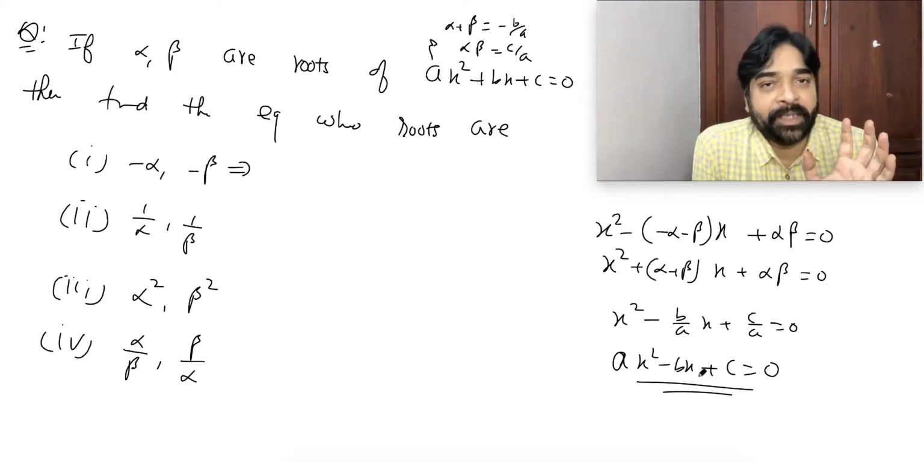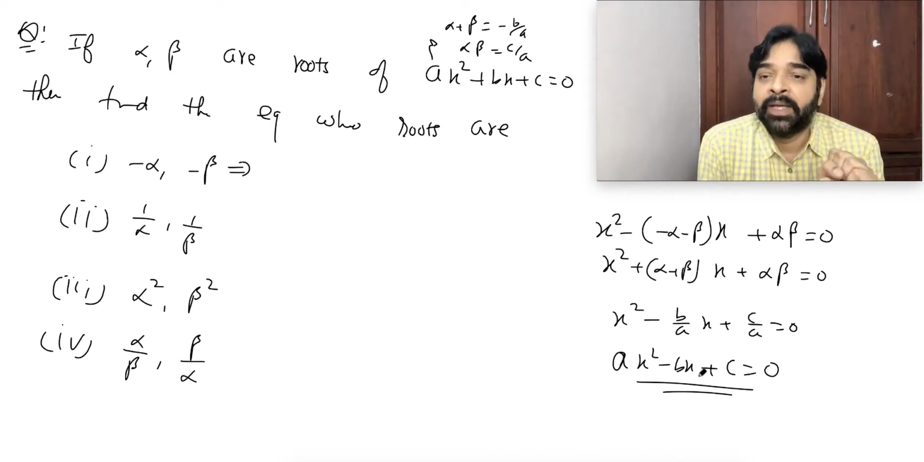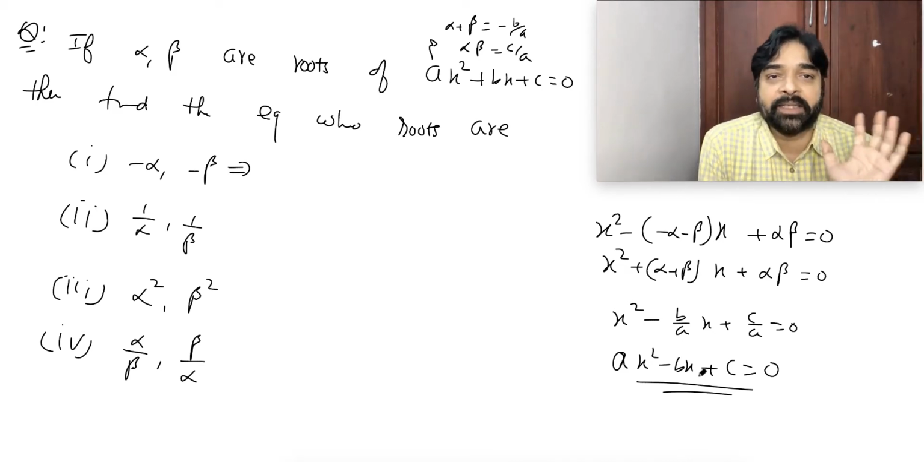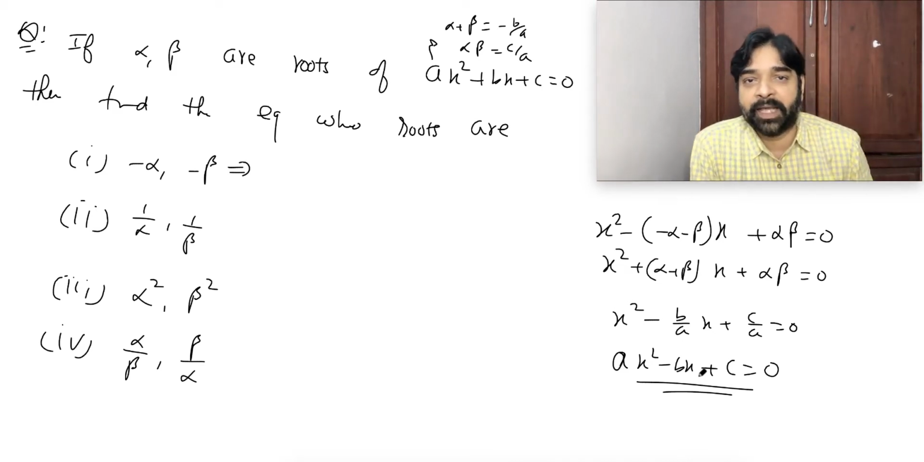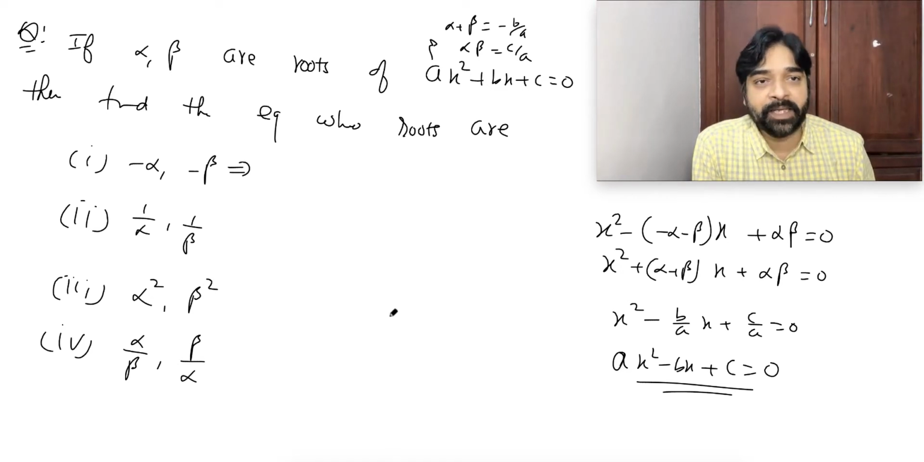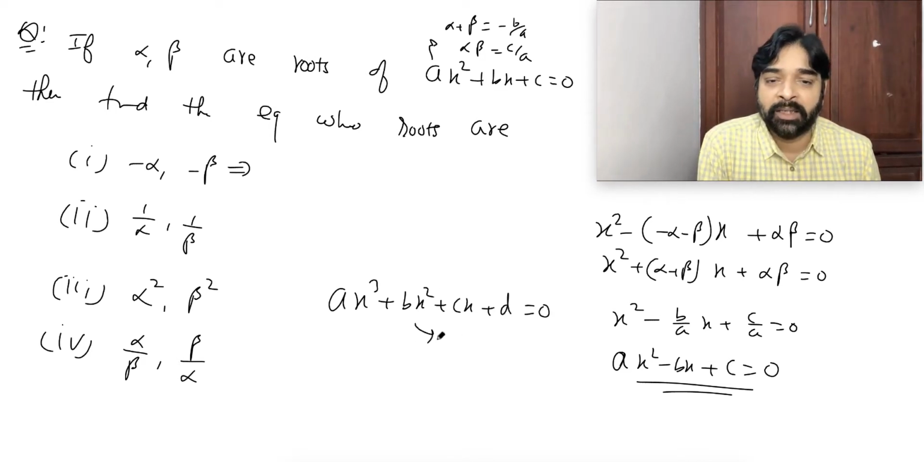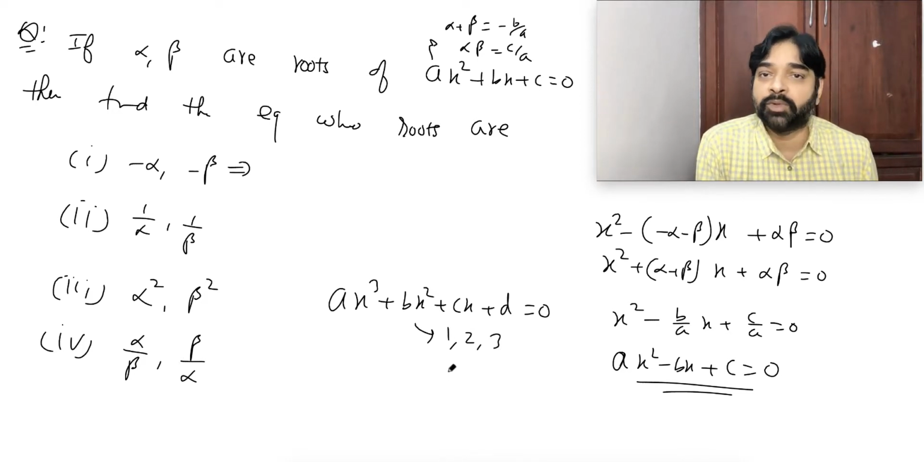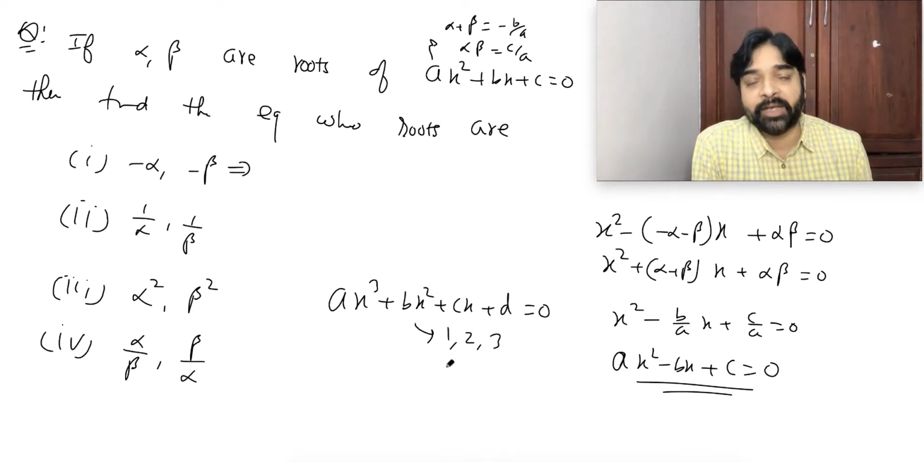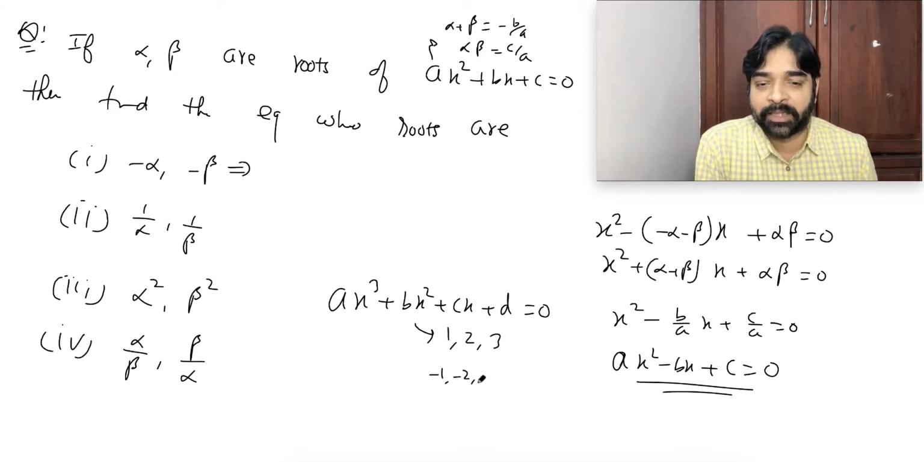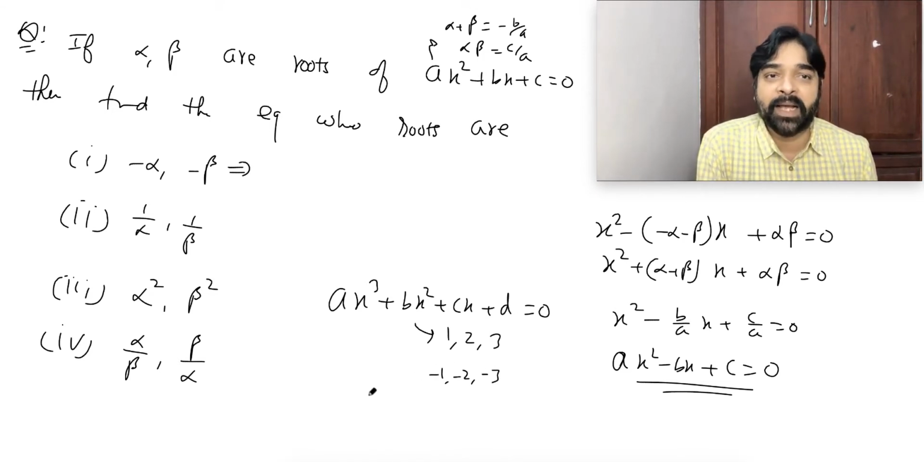This point will teach us something. What is it teaching? Whenever you want the roots to be negative, all the roots should become the opposite sign, simply replace x by minus x. Simply replace x by minus x. Suppose somebody says in future ax cube plus bx square plus cx plus d equal to 0, roots are 1, 2, 3. Find the equation whose roots are -1, -2, -3.